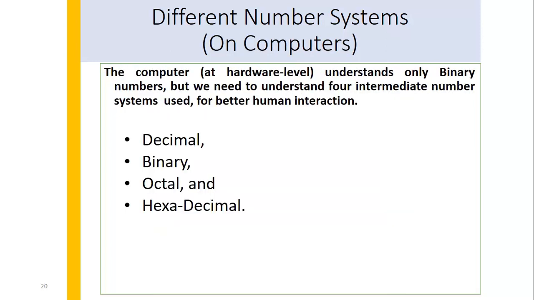The computer at the hardware level understands only binary numbers, but we need to understand 4 number systems used for better human interaction. Those are decimal, binary, octal and hexadecimal. In the next session, we will try and understand the binary number system.